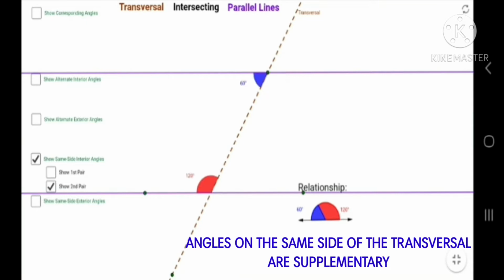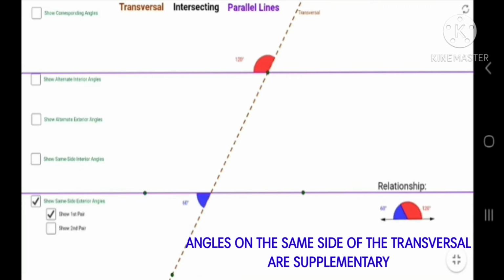Similarly, the second pair, as you can see here, is also 60 and 120. The relationship is 180°, which means their sum is 180. Now let's see the other pair, 60 and 120. These are also supplementary.